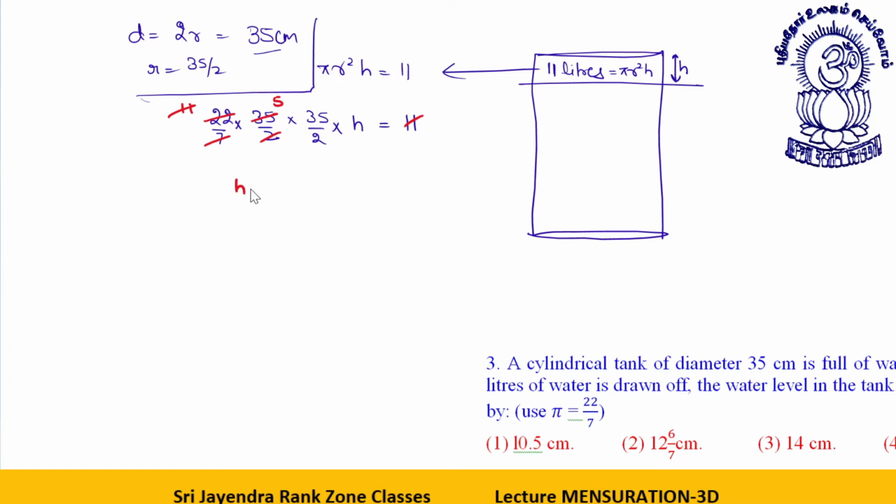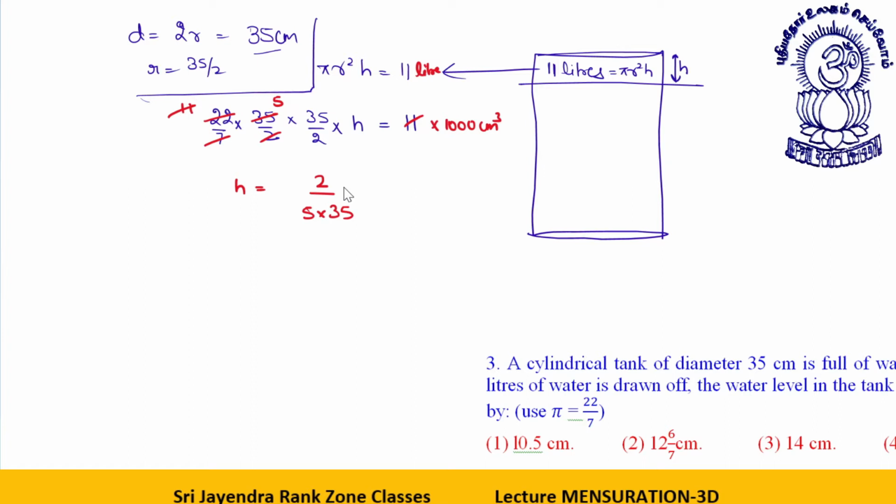So H is what, my dear students? H is 2 upon 5 into 35. This is 11 liter and all this is in centimeter. Wait. If this is 11 liter, it will be 11 into 1000 centimeter cube. So this is 2 into 1000. The 5 cancels with this to give me 200.